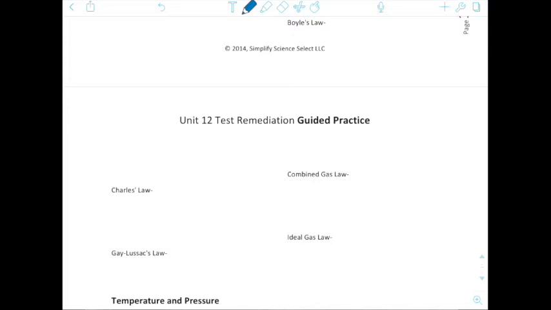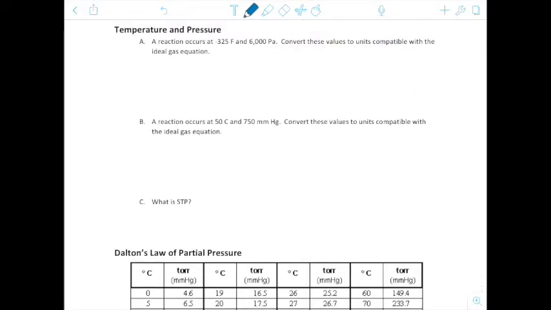The combined gas law is the gas law that combines Boyle's, Charles's, and Gay-Lussac's law, where volume, temperature, and pressure all change. And the ideal gas law is the equation that describes the volume, temperature, and pressure of a specific amount of gas. It says a reaction occurs at negative 325 degrees Fahrenheit and 6,000 pascals.